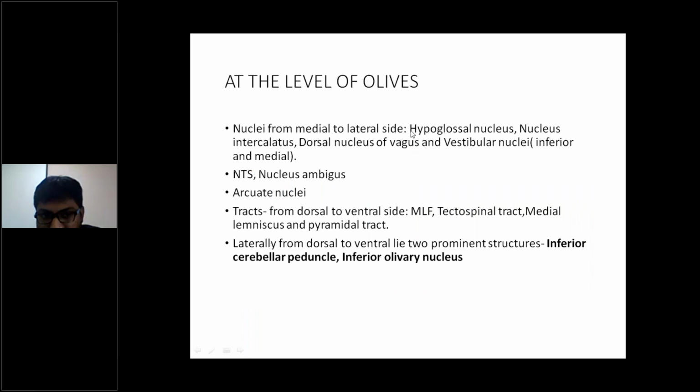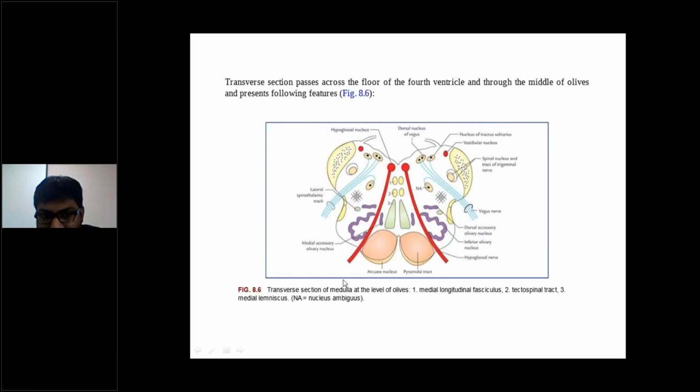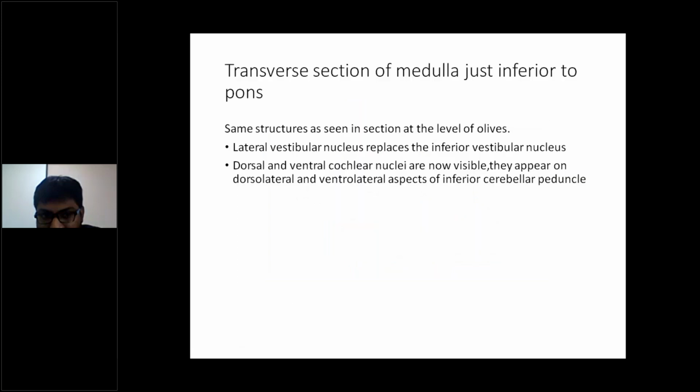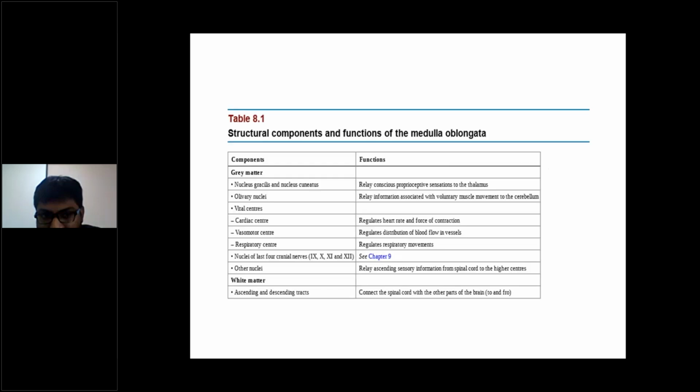At the level of the medulla, the nuclei from medial to lateral side: hypoglossal nucleus, nucleus intercalatus, dorsal nucleus of the vagus and vestibular nuclei. Okay, nucleus tractus solitarius, nucleus ambiguus. The transverse section of the medulla just inferior to the pons. Okay, not that much important. This is the functions of medulla oblongata.